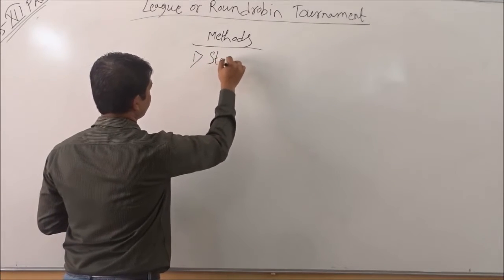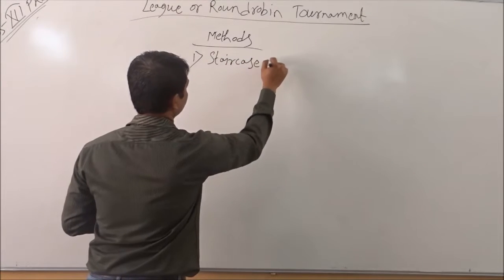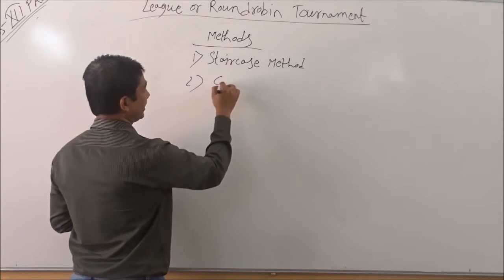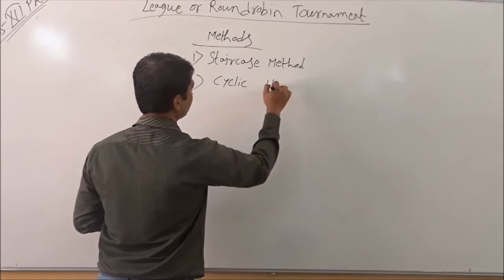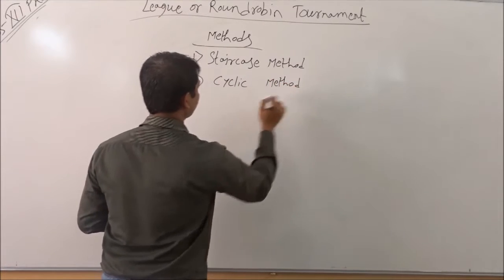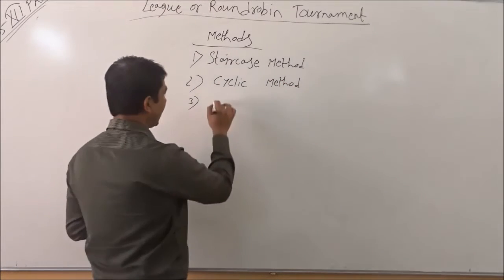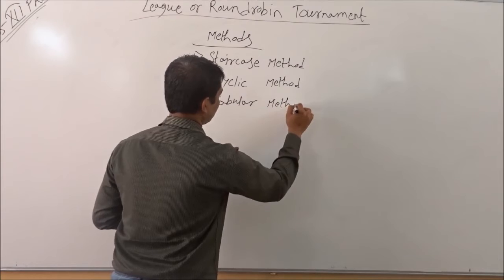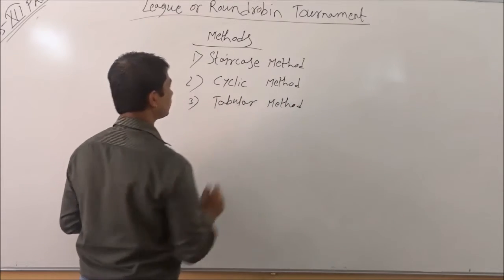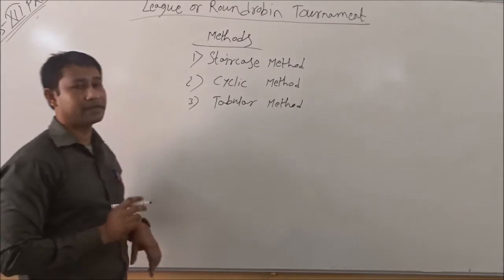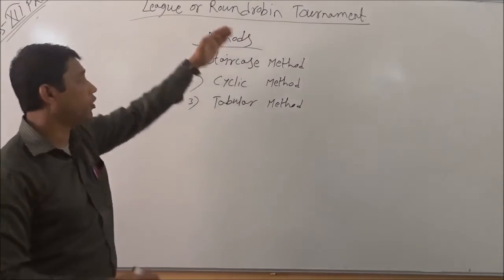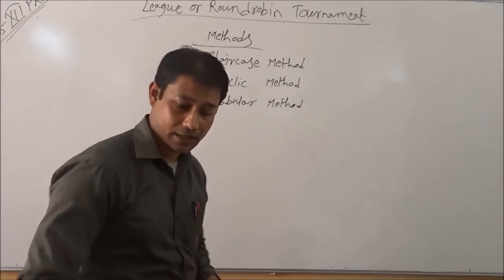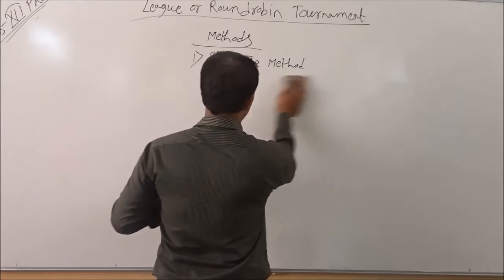First is staircase. Second one is cyclic. The third one is tabular. So, these are the three methods of drawing league or round robin fixtures. The first one, that is staircase method. Let us start with the first one, staircase.